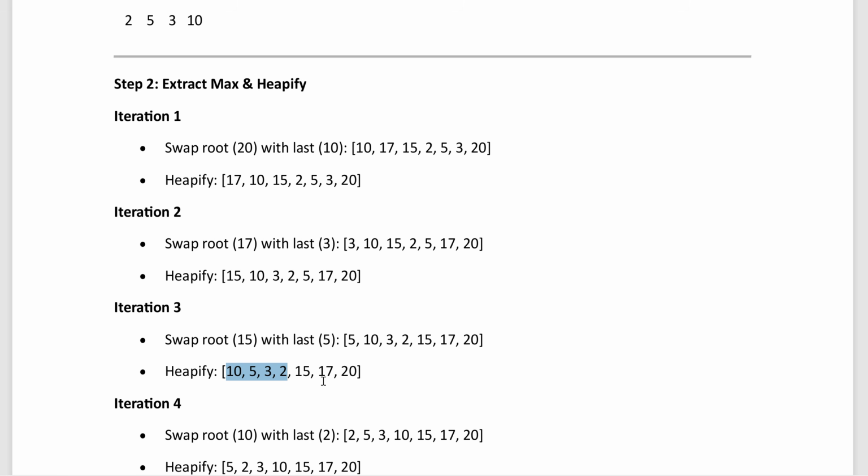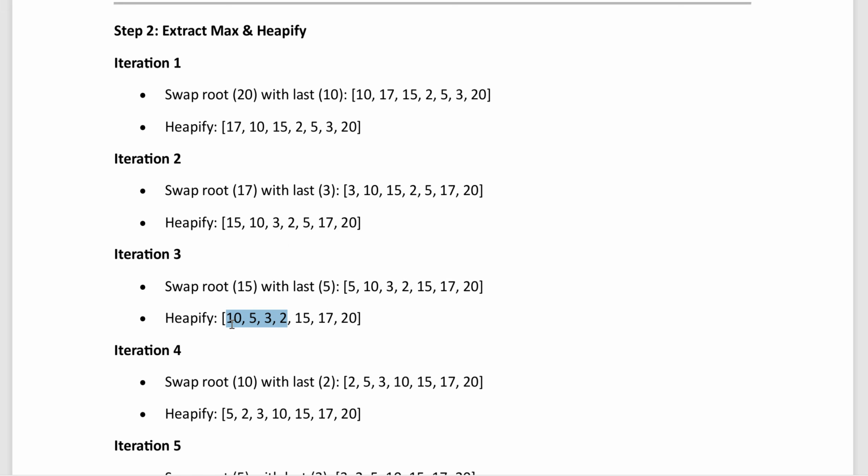Now what we'll do? Again we will be swapping the first element, the root element, the largest element, with the last element. The last element is 2 and the root element is 10. So 2 will take the place of 10, and 10 will take the place of 2. Now again you will be reducing the size of the heap by 1. So it will now contain only 3 elements: 2, 5, 3.